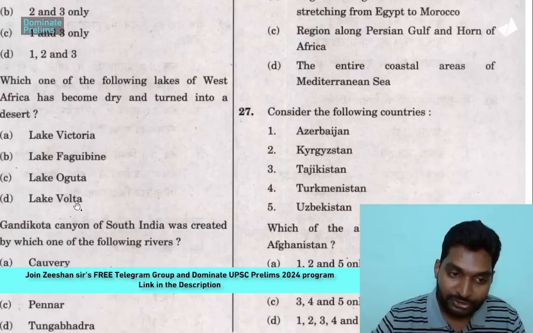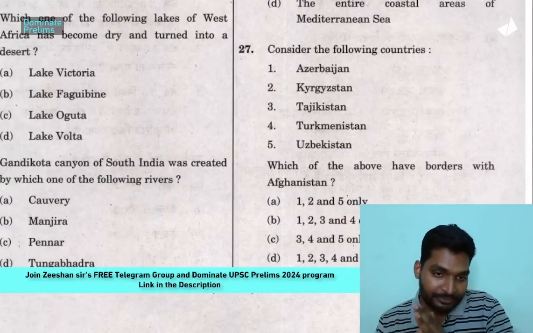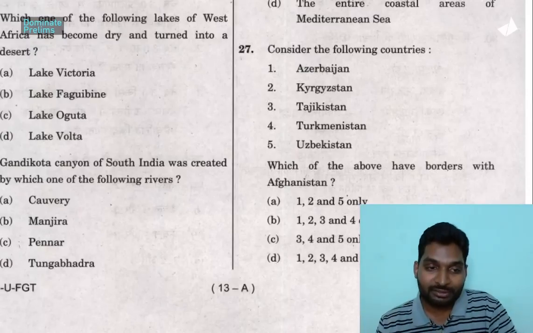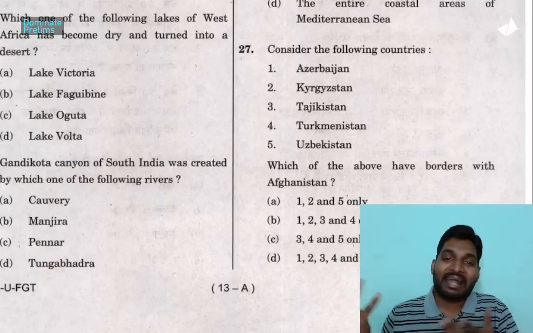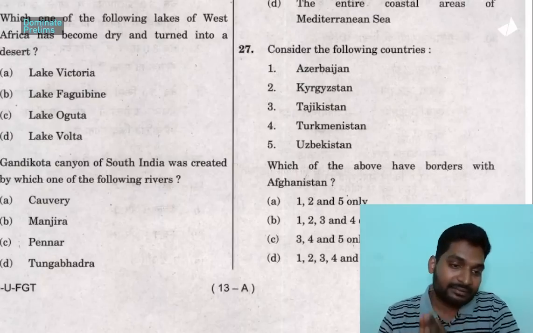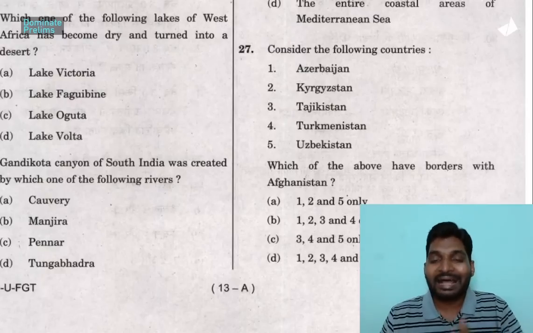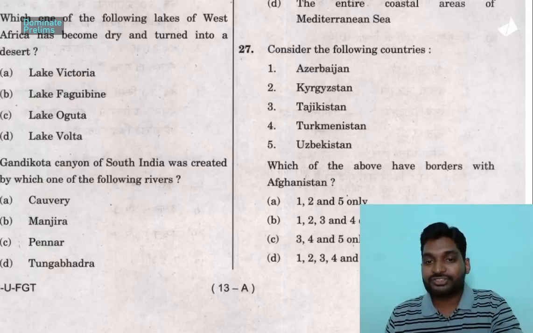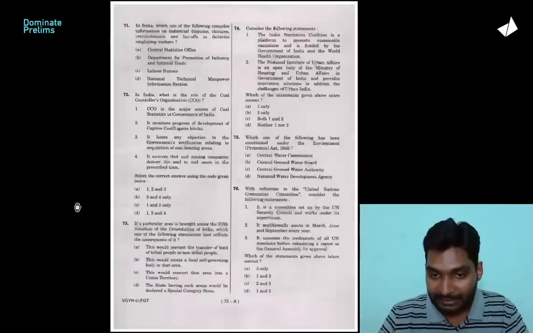Now coming to the next question, question number 24, which says Gandikota Canyon of South India was created by which of the following rivers? Now I am confident about this question. Possibly I have read this term Gandikota Canyon on a Kit Kat wrapper or so. So I have that confidence, and I will read the entire question and attempt it in the first iteration itself. And in this manner, as we have started with question number 1, we will go till question number 100. We'll cover the entire paper in this manner.